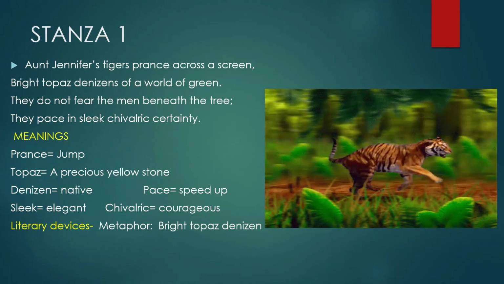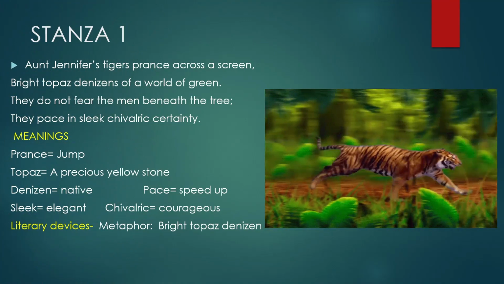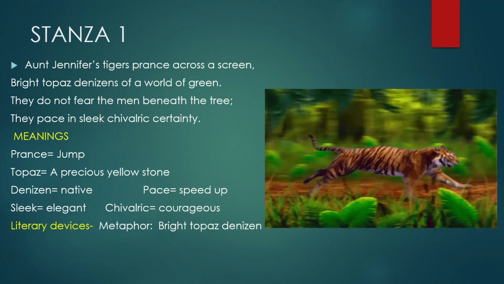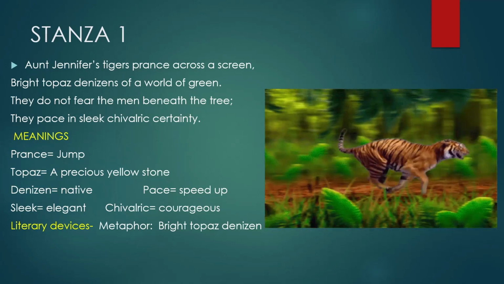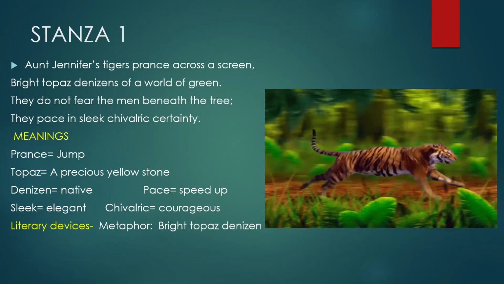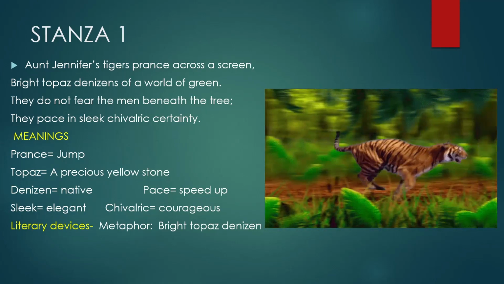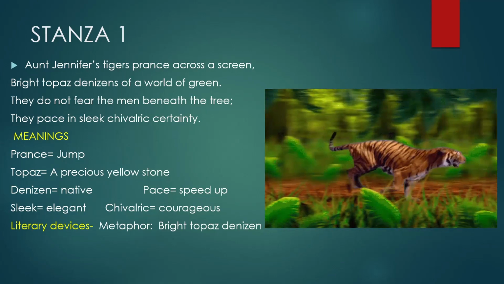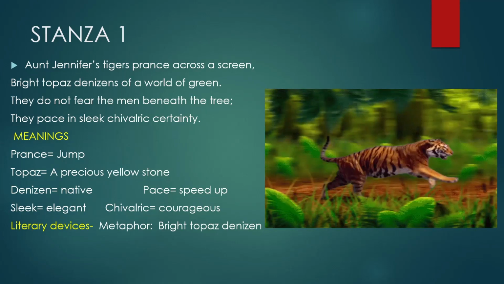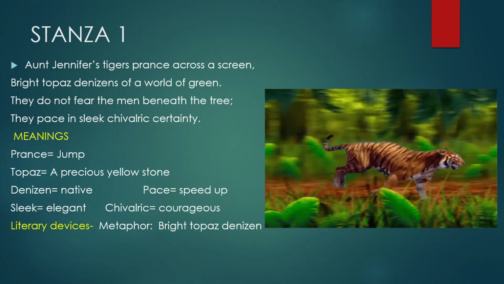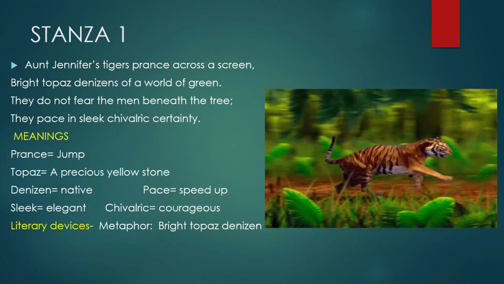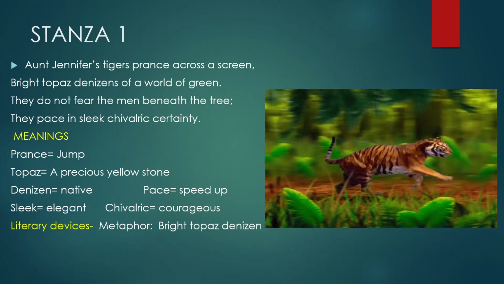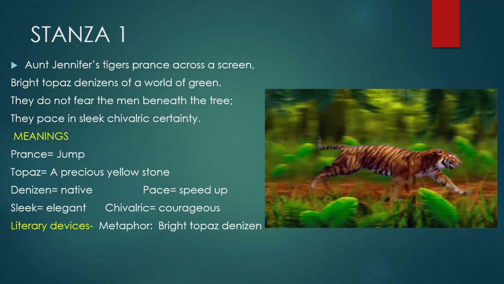Yes, in this particular poem, there is a woman called Aunt Jennifer. She was married. After getting married, she was not given any freedom to go out, and she was completely oppressed by her husband. Here, she is unable to do anything, and then she started embroidering pictures of tigers. What type of tigers had she embroidered, and what are the tigers doing there on the panel? Let us see this. Aunt Jennifer's tigers prance across a screen, bright topaz denizens of a world of green.